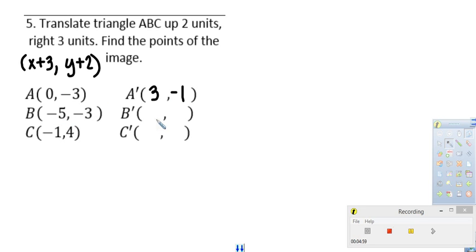Negative 5 plus 3 will give me negative 2. Negative 3 plus 2 is negative 1. Negative 1 plus 3 is 2. And then 4 plus 2 will give me 6.